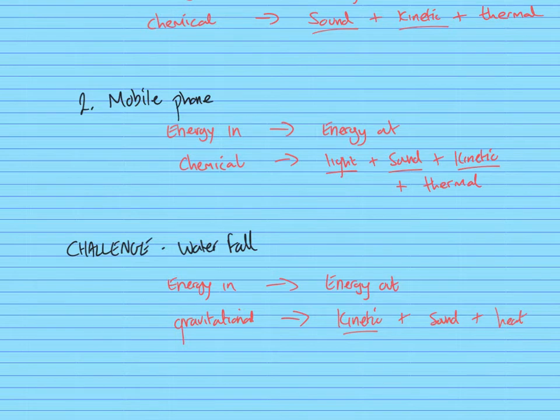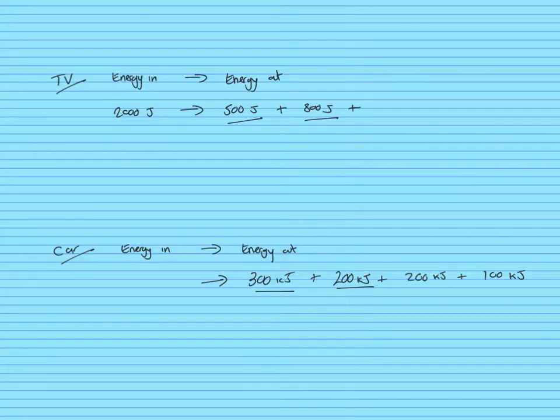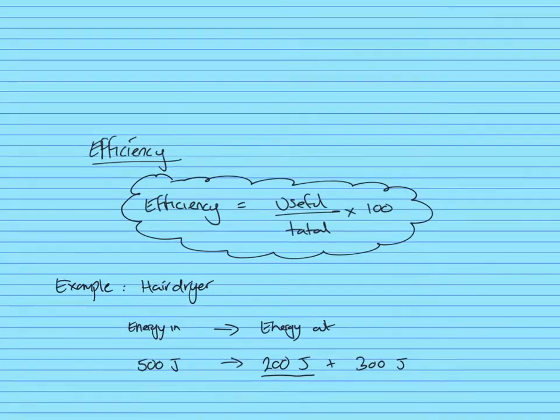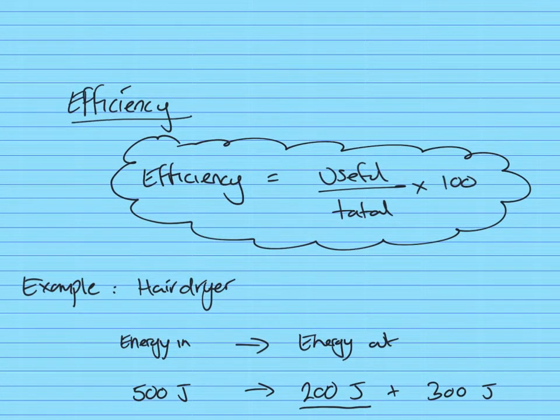We're going to move on now to actually calculating the efficiency of some devices. So this is your efficiency equation. I'd like you to get this down in your book. Efficiency can be calculated by putting your useful energy over your total energy and then times it by 100. So you're going to divide your useful by your total. The small number is always going to go on top. Your big number is always on the bottom because it's a percentage. And you're going to times that by 100 to get it into a percentage. Let me give you an example.